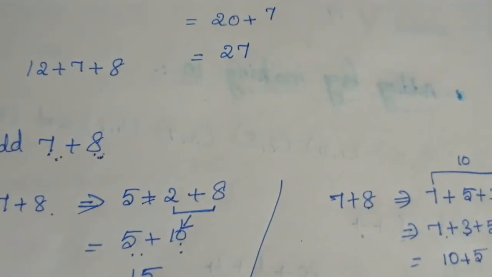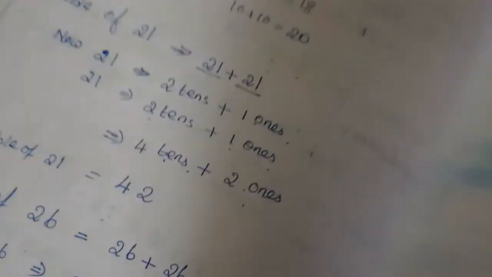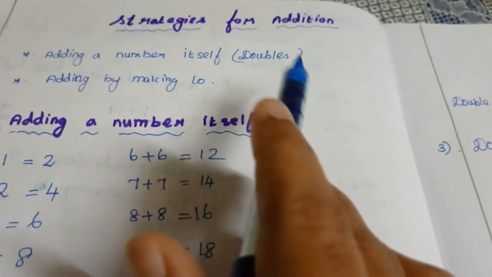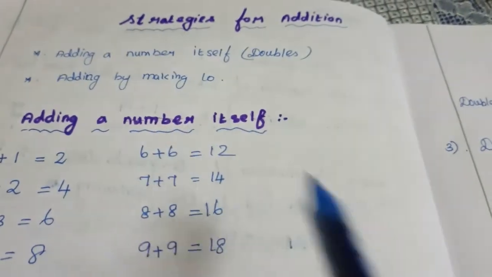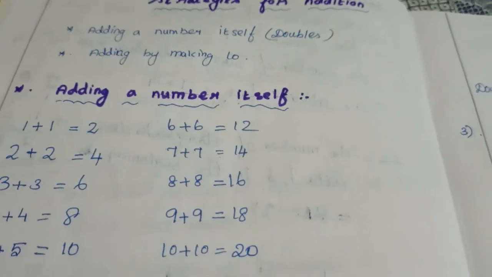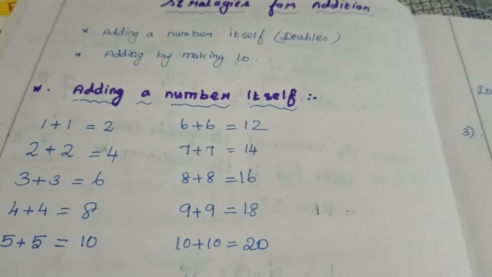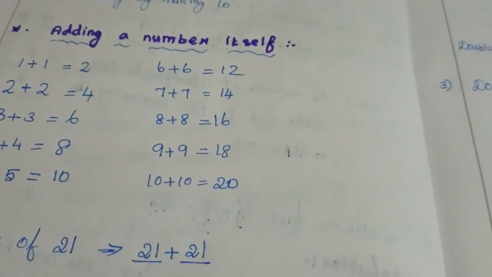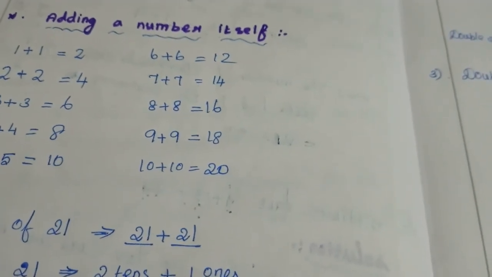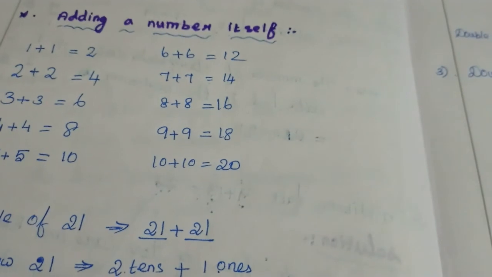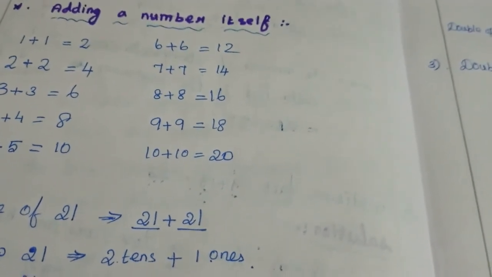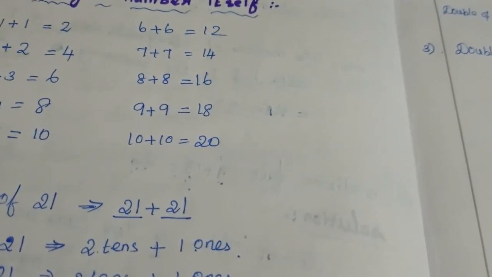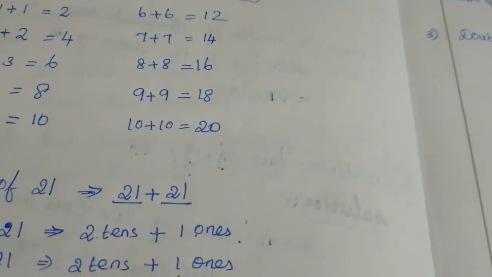Okay children, in today's class we learned adding a number to itself, that is doubling a number, and next adding by making 10. Doubling a number means you have to add a number to itself. And addition by making 10 means, if you are adding two or more numbers, we can check to see whether the digits in the ones place pair up to make 10. So this will make addition faster.